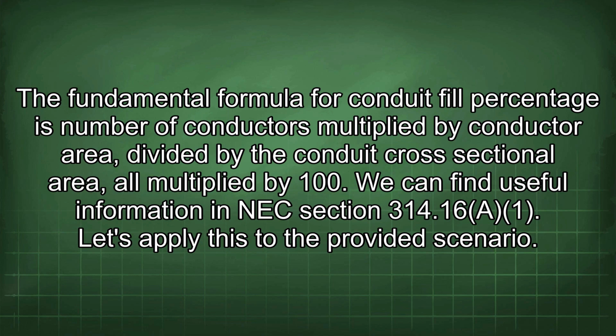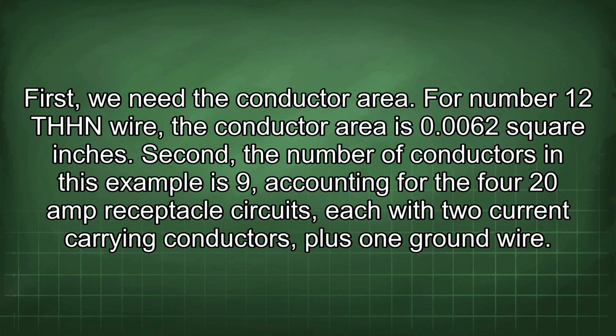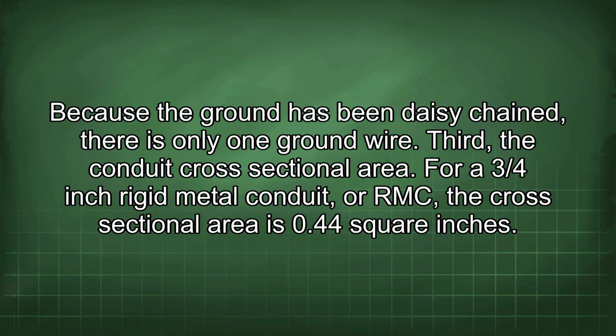We can find useful information in NEC section 314.16(A) on. Let's apply this to the provided scenario. First, we need the conductor area. For number 12 THHN wire, the conductor area is 0.62 square inches. Second, the number of conductors in this example is 9, accounting for the 4 20 amp receptacle circuits, each with 2 current carrying conductors plus 1 ground wire. Because the ground has been daisy chained, there is only 1 ground wire.